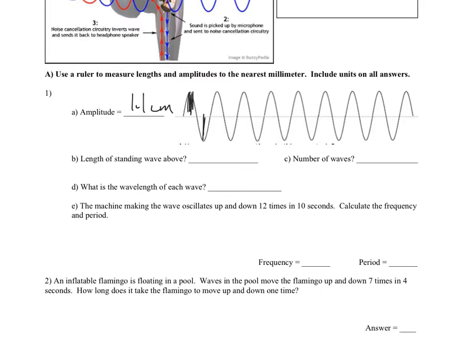For the next part, you needed to measure the length of the standing wave. That was the total distance from here all the way to here, not the wavelength. It's the total length of the standing wave. In this case, let's say it was about 10 centimeters. I'm not sure exactly what it was though.